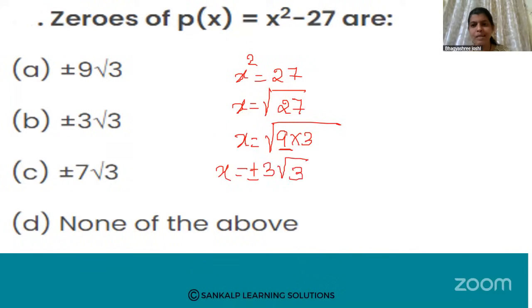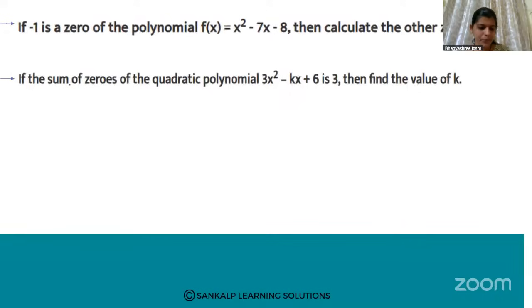So 9 is a perfect square number. 3 square is 9. So if it is inside the root and comes out, it becomes 3. This 3 is not a perfect square number, so write 3 as it is. Plus or minus 3 into root 3. So which answer is right here? Plus or minus 3 into root 3. Option B is right.